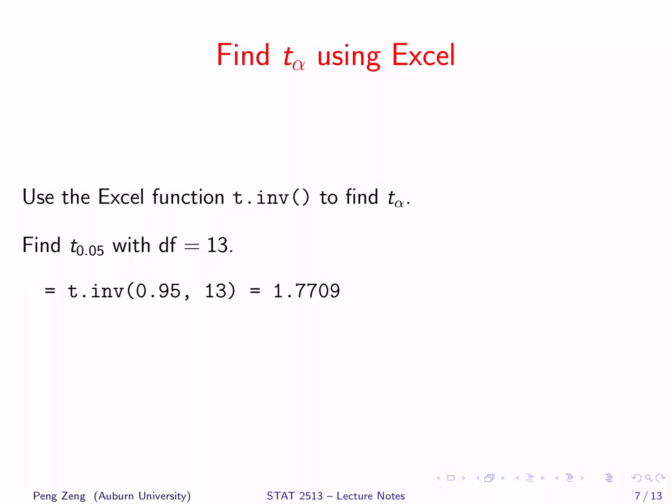We can also use the Excel function T.INV to find t-alpha. This function has two arguments. For example, for t.05 with 13 degrees of freedom, we use T.INV(0.95, 13). Notice that when using this function, the first argument is not alpha, but 1 minus alpha. The input should be the area to the left. The second argument is the number of degrees of freedom.